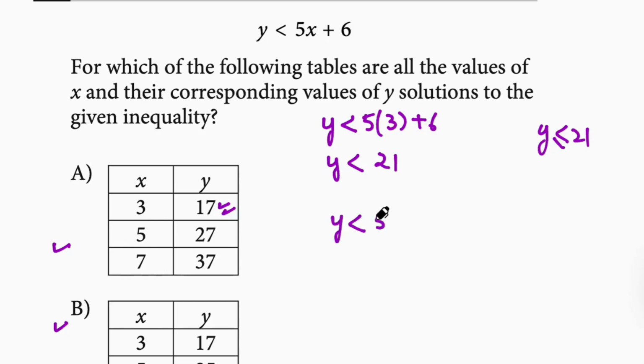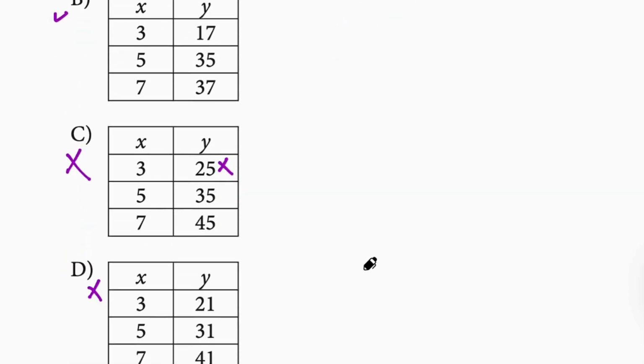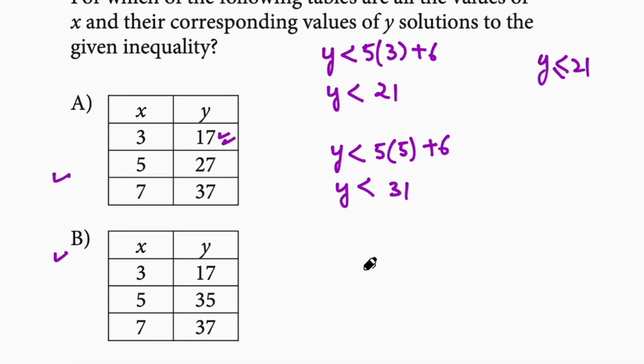Now let's do the second one. y is less than 5 times 5 plus 6. y should be less than 5 fives are 25, and 6 more is 31, right? It has to be less than 31. Now I don't have to go to options C and D because they are already eliminated. Now I have to check A and B. So it's 27, yes, but it's greater than 31. It is not matching this inequality. So A is the right answer.